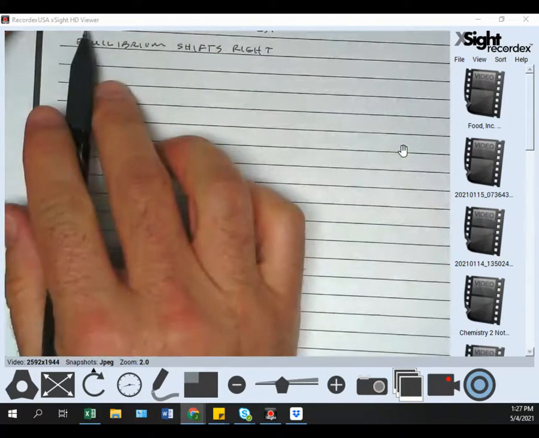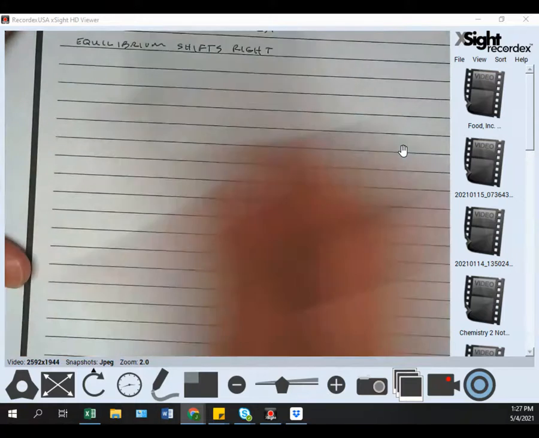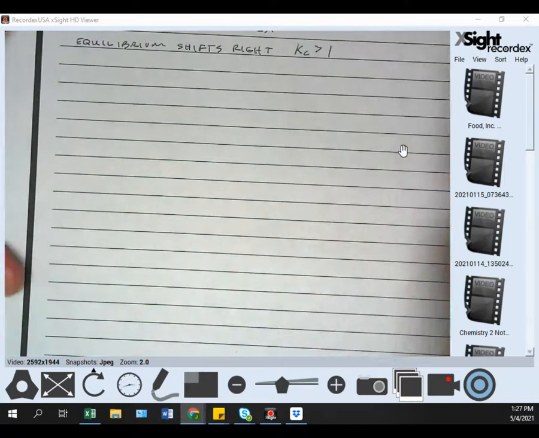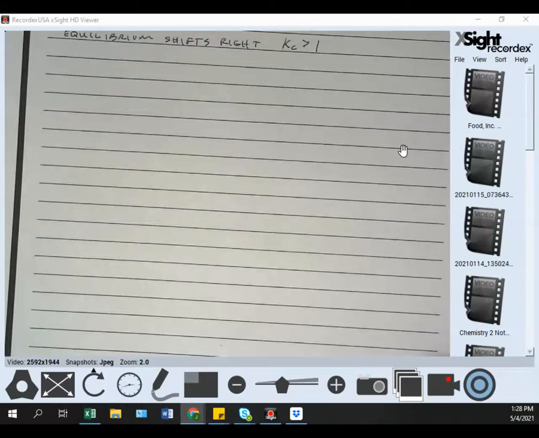How do you know if the question is asking you to predict the shift, or is asking where the equilibrium is? Since it says where the equilibrium lies. Same thing. So it's always asking for the shift.